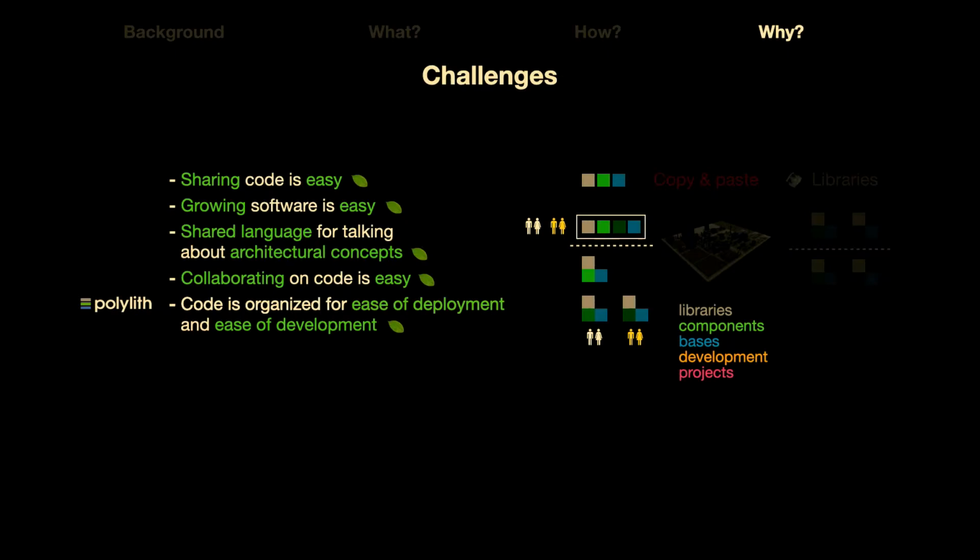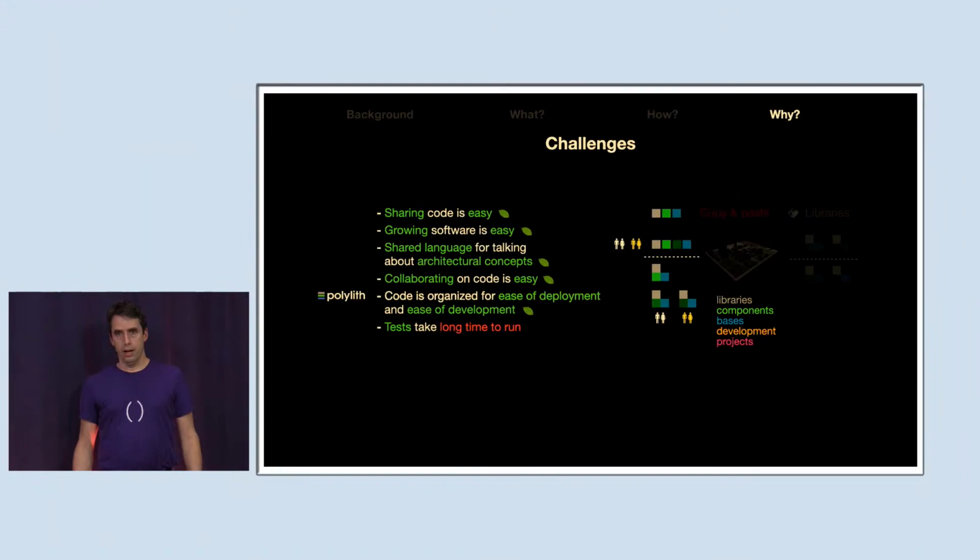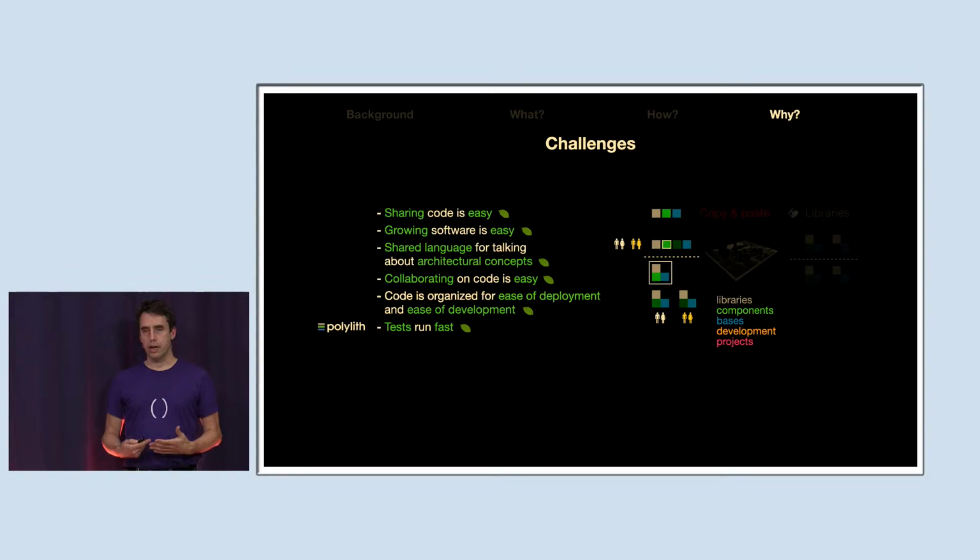And finally, I want to say a little bit that tests take a long time to run today. But with Polylith, tests run fast. The reason is how it works: if you make a change in one component, you only have to execute the tests in that component and the projects that are affected by that change. This encourages you to run the tests often locally, which is good. And the same thing happens in your continuous integration server. It doesn't run all the tests, it only runs the tests it needs, so it speeds up the feedback loop everywhere.